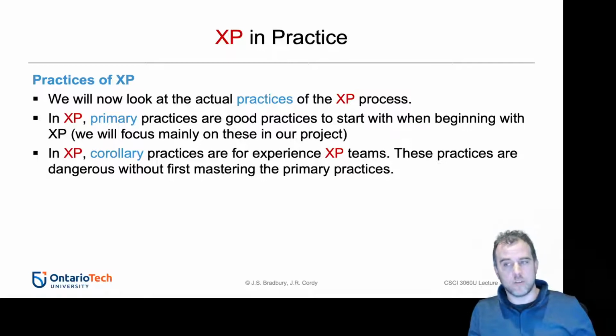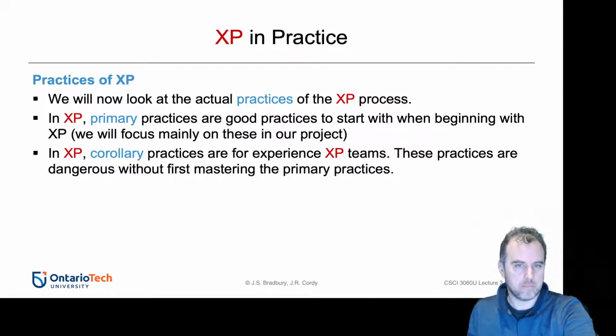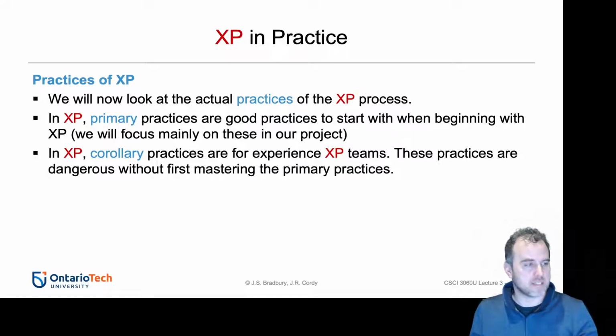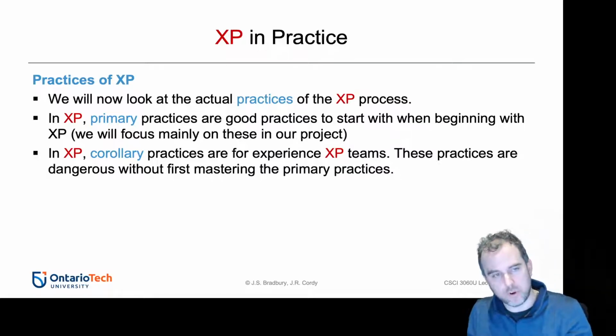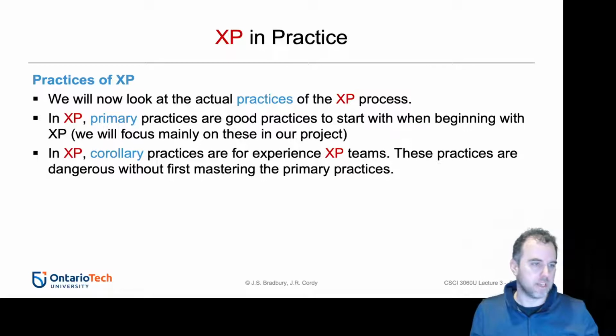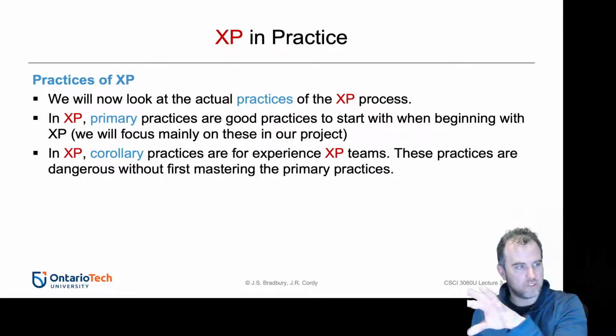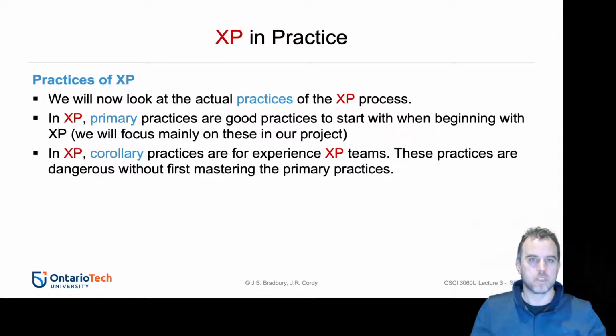So, if you're going to go full out into doing extreme programming as your development process, you would start with doing the principal or the primary ones first. Forget about the corollary. You could also take your existing process and add a few primary practices to get your team used to it before fully switching to something like XP, if you want to migrate from a non-agile to a semi-agile to a fully agile process.